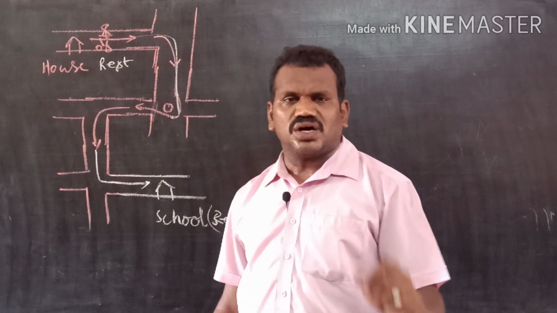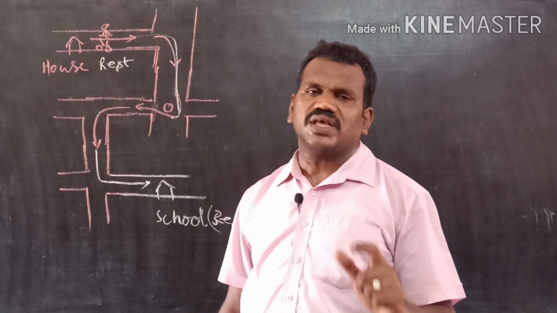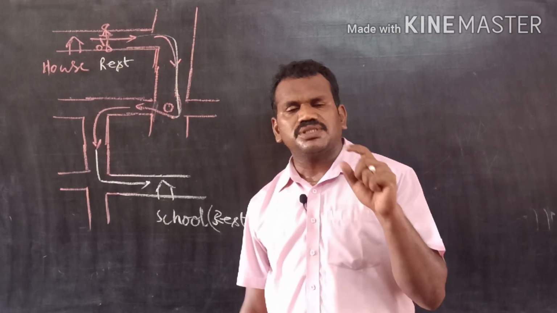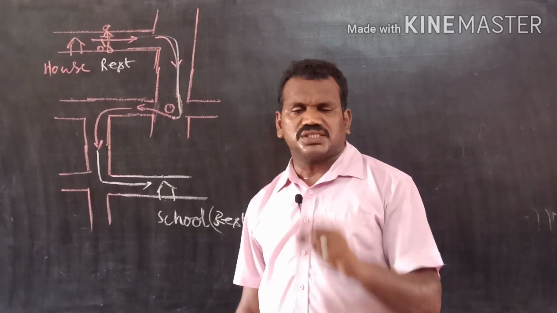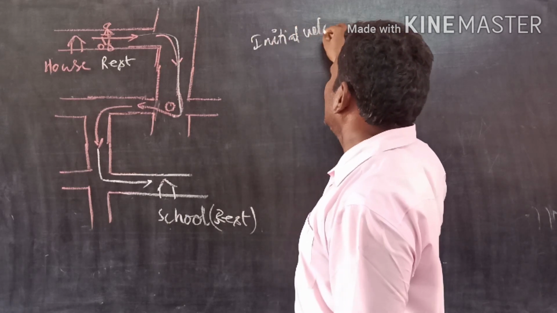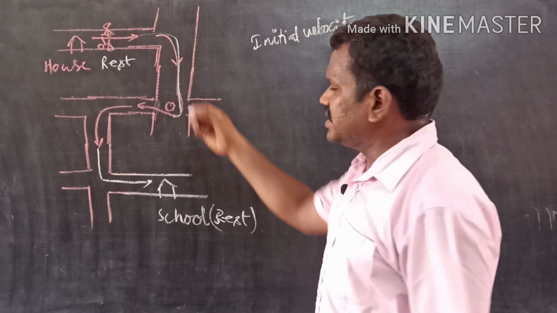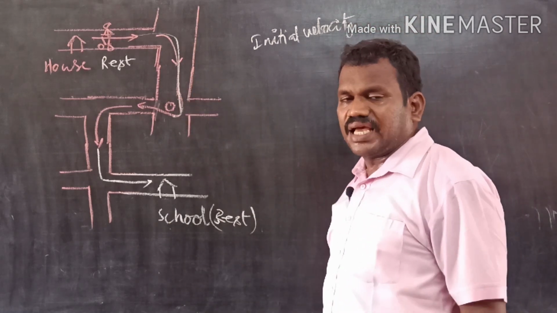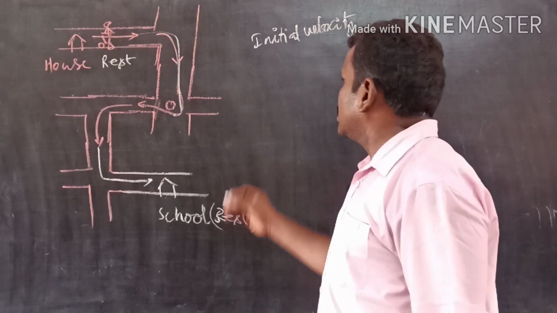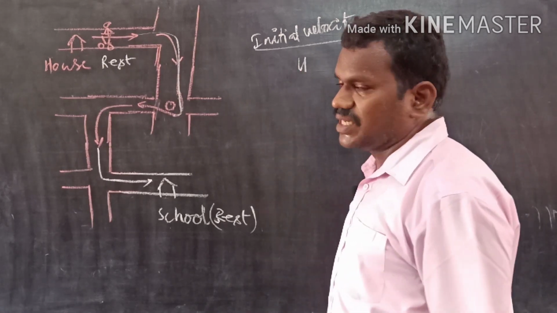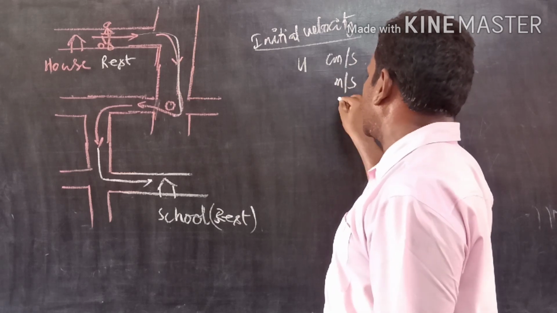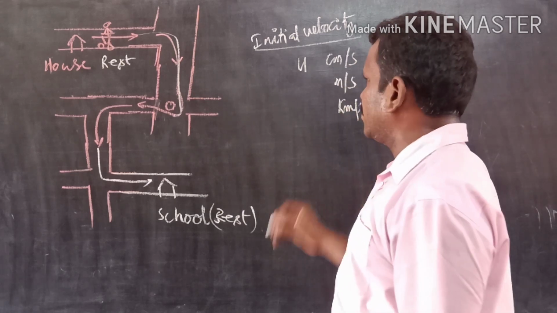The average of minimum speeds of the vehicle throughout its journey is called initial velocity. Why? Because we are giving direction also. Whenever direction is there, it is said to be velocity. Initial velocity is represented by the letter U. Its CGS unit is centimeter per second, MKS unit is meter per second, and the general unit is kilometer per hour.